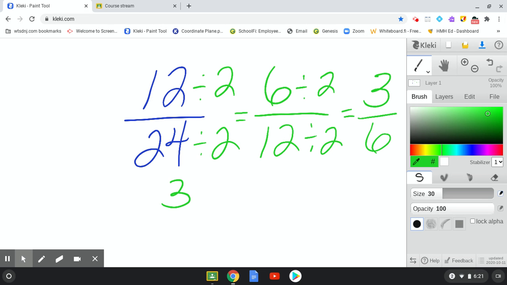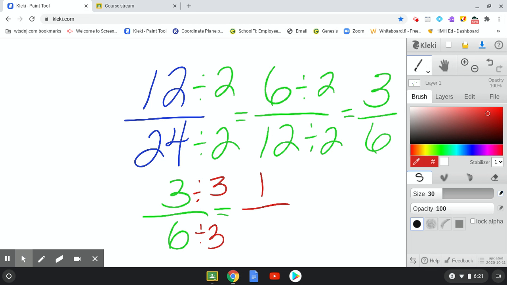All right, so I'm at 3/6, and it's not simplified down yet. I can no longer divide it by 2 because 3 is not an even number, but 3 and 6 are both divisible by 3. So I can divide both of these by 3 to simplify it down even further. 3 divided by 3 is 1. 6 divided by 3 is 2. My final answer, simplified all the way down, is 1/2.